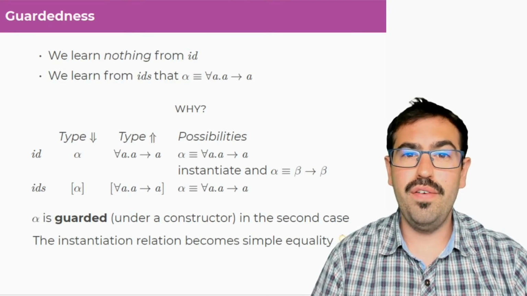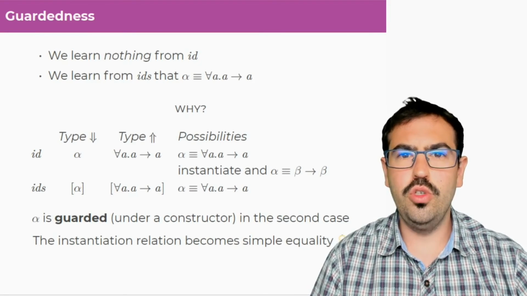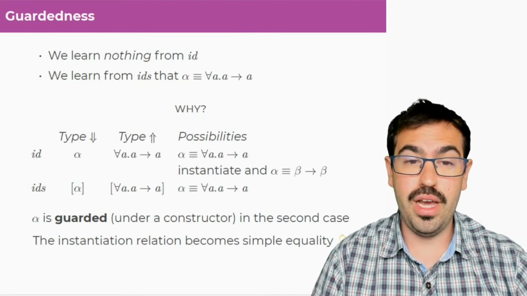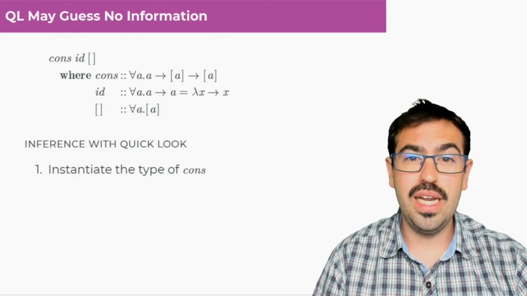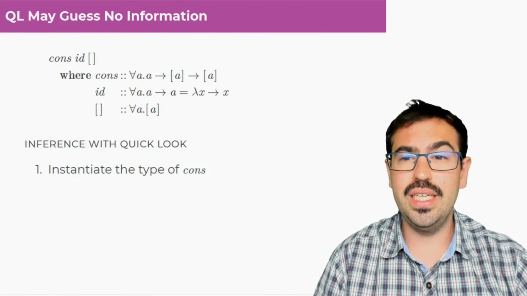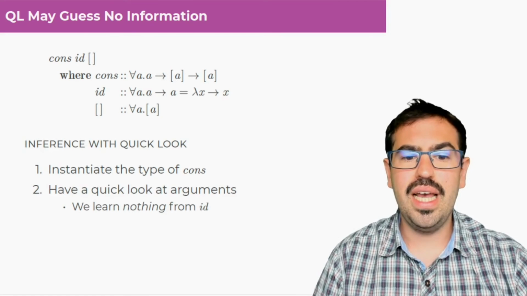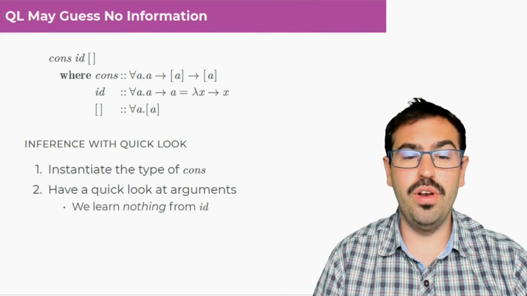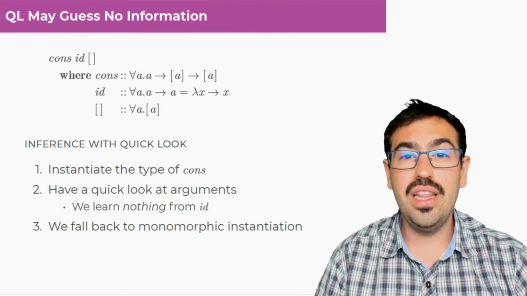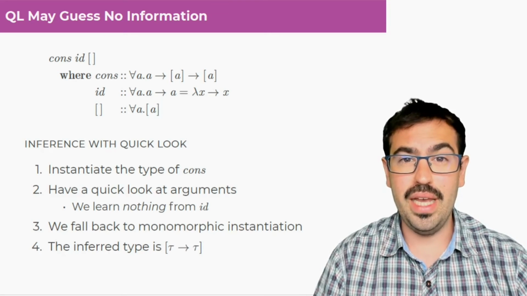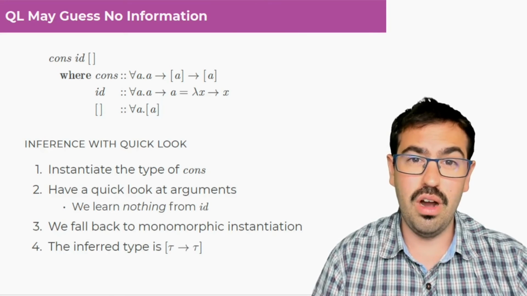If you have a single type variable lying around, like in the type of IDs, you don't know what to do, so we just say, well, at this point we learn nothing. And actually it can be the case that quick look guesses no information. Let's, for example, cons ID with an empty list. In this list we will instantiate the type of cons, have a quick look at the arguments, and we will learn nothing from ID and we will learn nothing from the empty list. So we need to fall back to monomorphic instantiation, and the result will be that the inferred type is the most usual list of tau → tau, where these taus are monomorphic types.